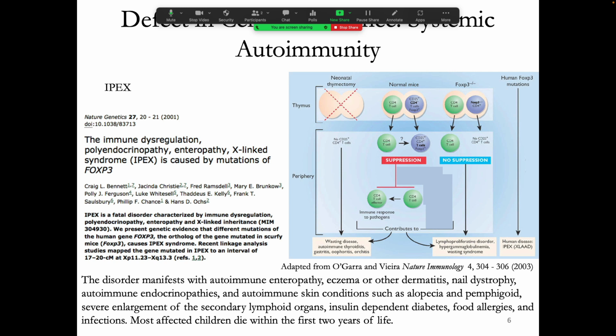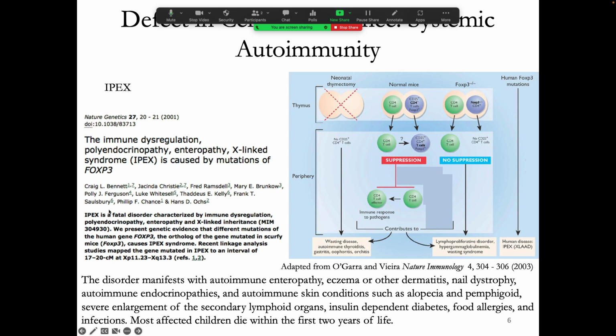Most affected children die within the first 2 years of life. And so this is a very severe syndrome where we are seeing this loss of regulatory T cells, which leads to a loss of central tolerance and sort of this tolerance across the board.